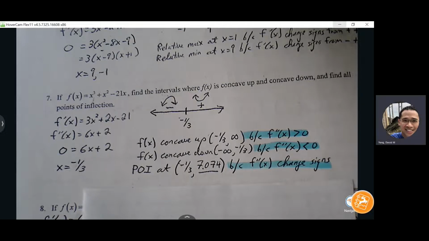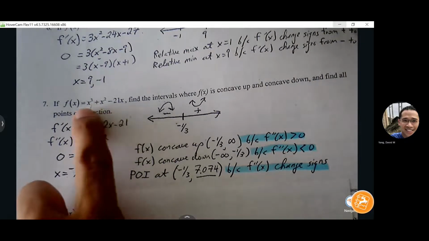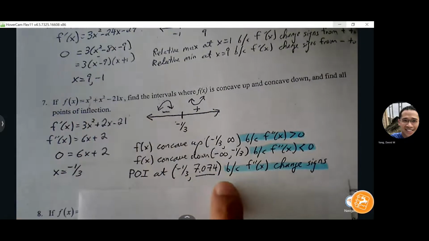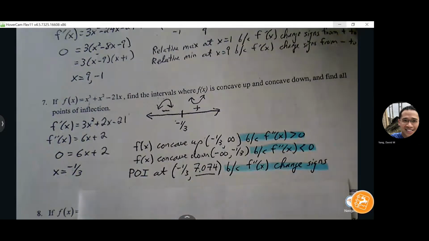Okay, are we good with 7? Question: the POI, the y value, you plug it into the original. Good, that's right, original. Okay, I'll move on to number 8. The key is in your packets.